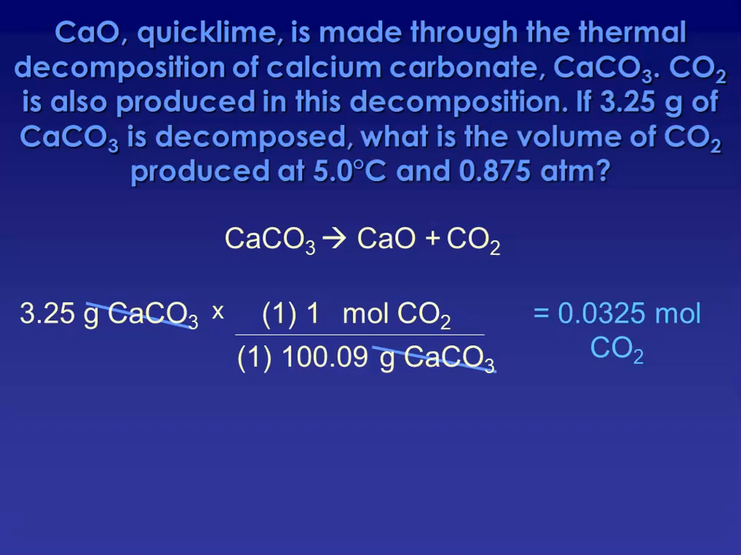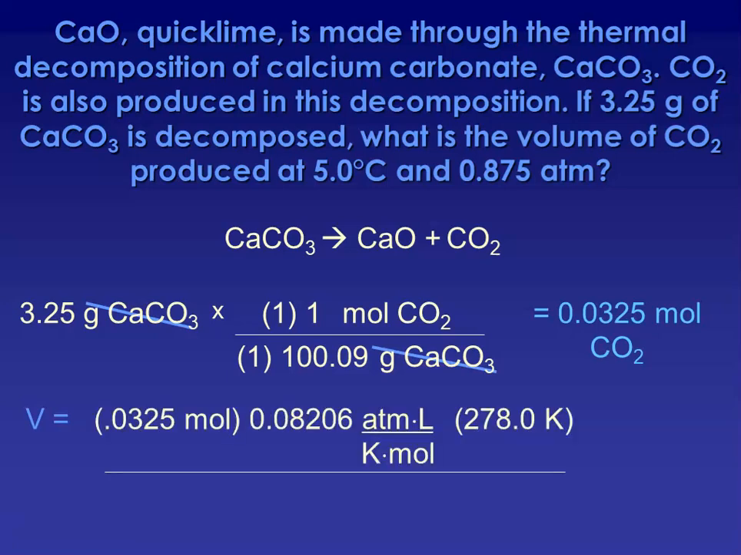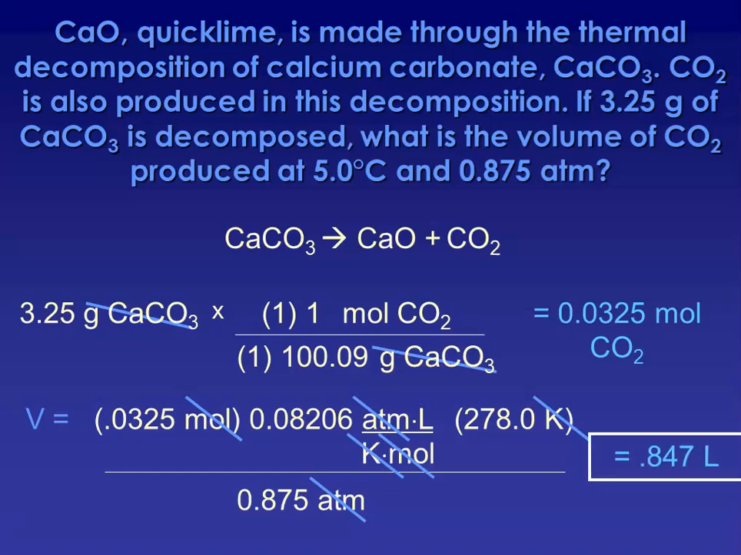Now that we know the moles of our carbon dioxide and we know the pressure and temperature of our carbon dioxide, we should be able to use our ideal gas law to determine the volume. We have our moles, we have our constant, we have our temperature converted to Kelvin, and we have our pressure, 0.875. The atmospheres, the liters, the atmospheres, the kelvins, and the moles all cancel. And then when we do our math through and account for sig figs, we get that the volume of carbon dioxide that could be made was 0.847 liters.